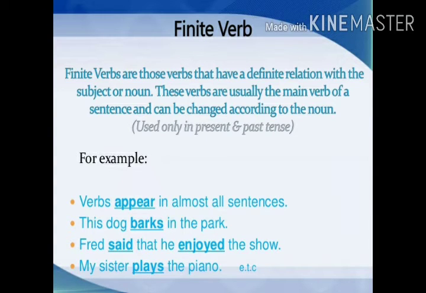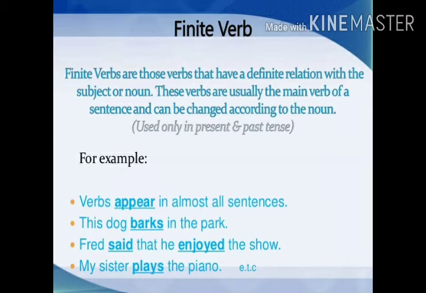Now we will see finite verbs. Finite verbs are those verbs that have a definite relation with the subject or noun. These verbs are usually the main verb of a sentence and can be changed according to the nouns. It is used in present and past tense only. A finite verb, sometimes called a main verb, is a verb that has a subject and it changes with the forms of tenses, even if it can be past, present or future tense, and number, singular or maybe plural.